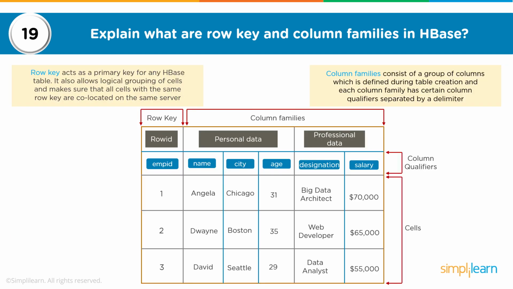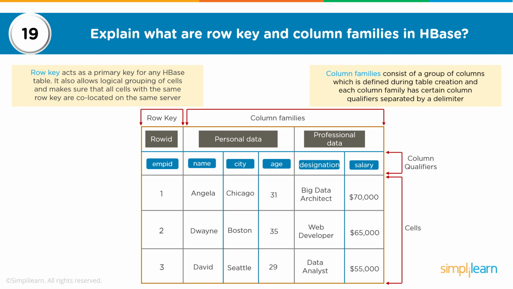Now, if we want to understand row key and column families in HBase, it would be good if we could look at this on an Excel sheet. So row key is always unique. It acts as a primary key for any HBase table. It allows logical grouping of cells and makes sure that all cells with the same row key are co-located on the same server. So as I said, you have 4 coordinates for HBase.